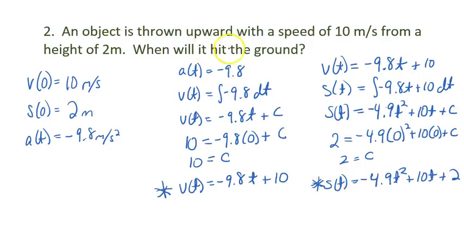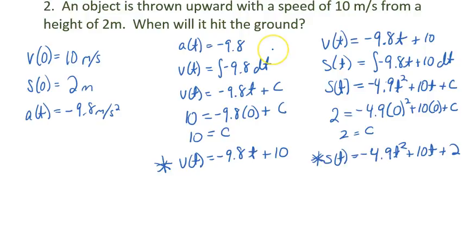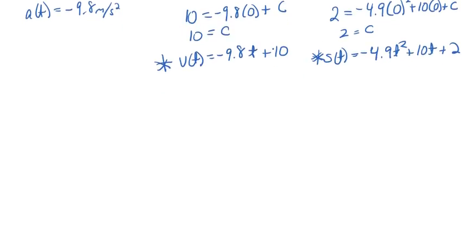And the distance is the one we need because we want to know when this object will hit the ground. And so it will hit the ground when the distance is 0. So I set 0 equal to that distance equation. Now, this one's a little bit different because when you look at this, it's not as easy to solve as the previous problem, but it is a quadratic.